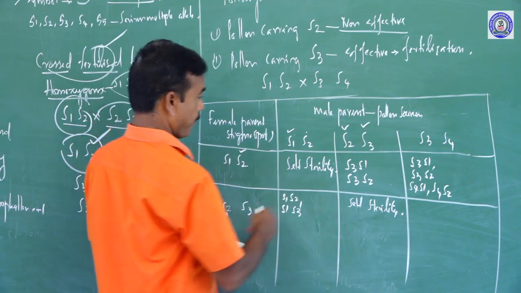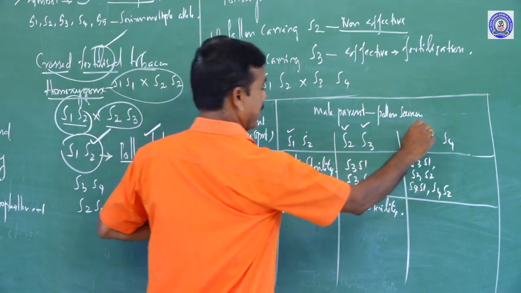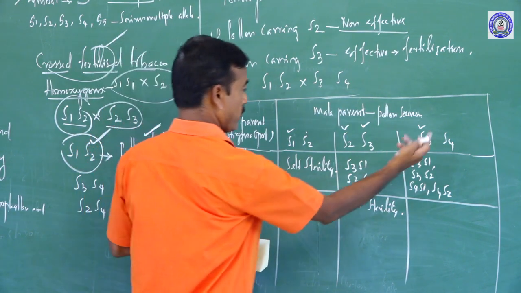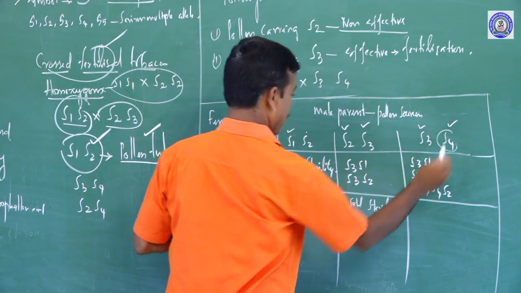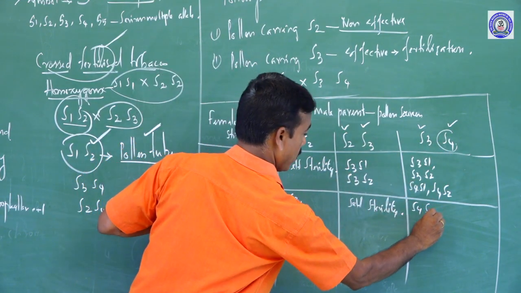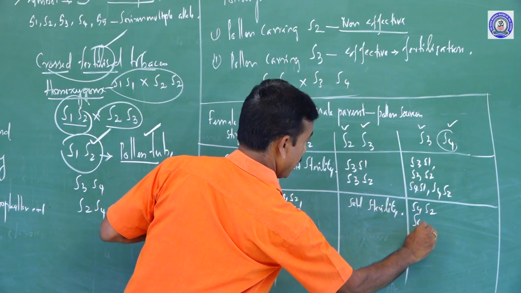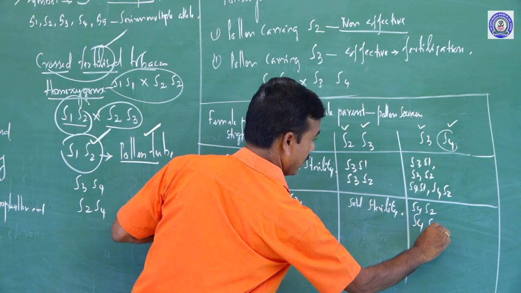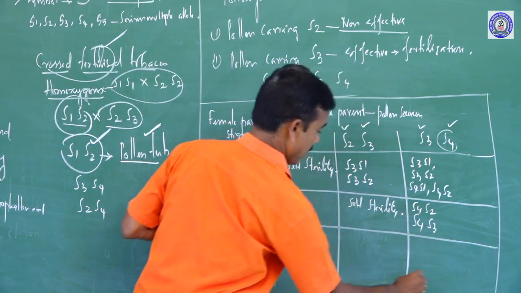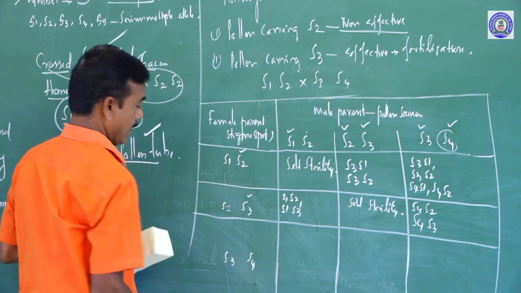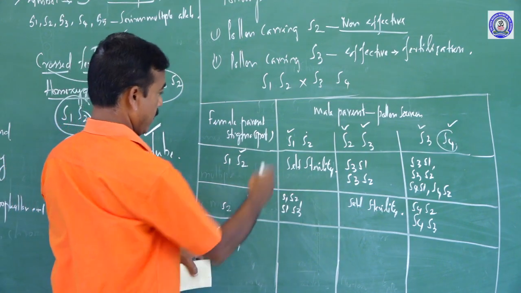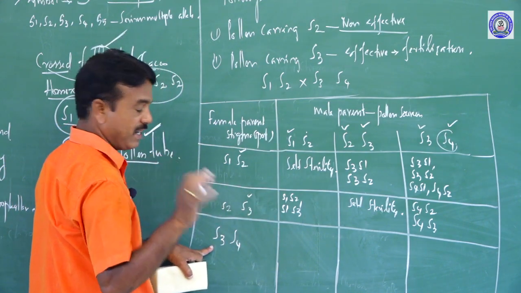We'll go to the next one. S3 is there, S3 is there. The same kinds of things mean there is no possible crossing of these allelic forms. So you can cross apart from that: S4 and S2, S4 and S3. These two are possible. Correct. Go to the last one: S3 and S4. Yes. There are four probabilities that appear.